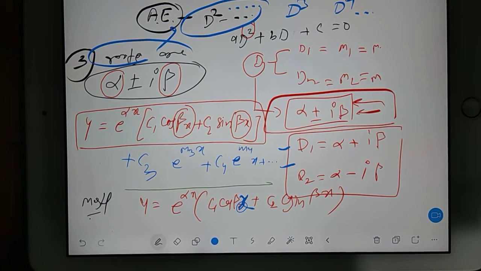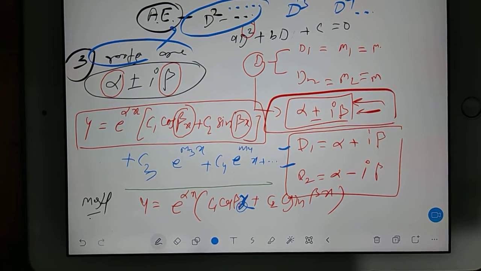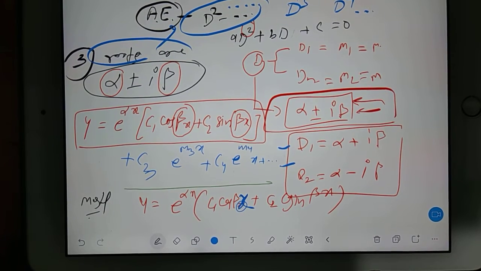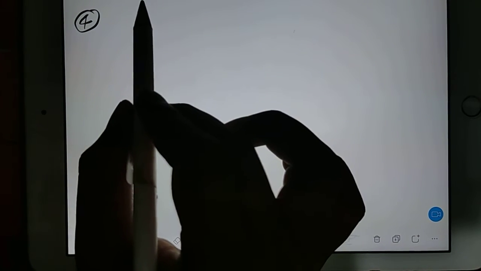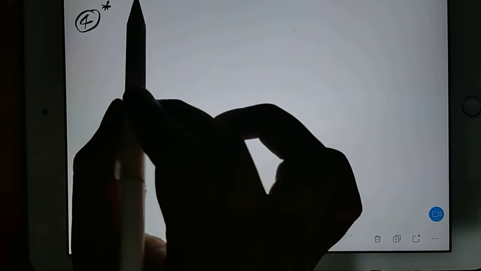Now there is a chance that we have 4 roots, in which 2 are equal and the remaining 2 are equal. In that case, how will you tackle it? You will go for the same previous concept. I'll change the page. Suppose I am taking case 4. This is not a very important case. Just take it loosely.